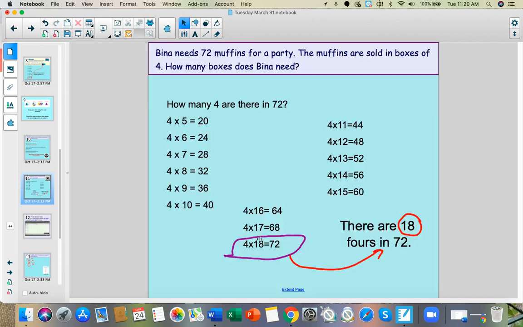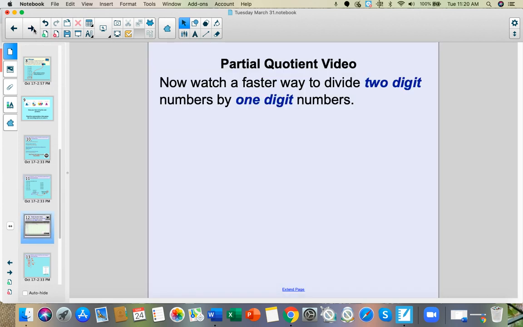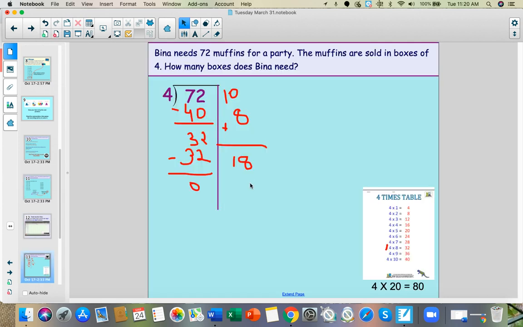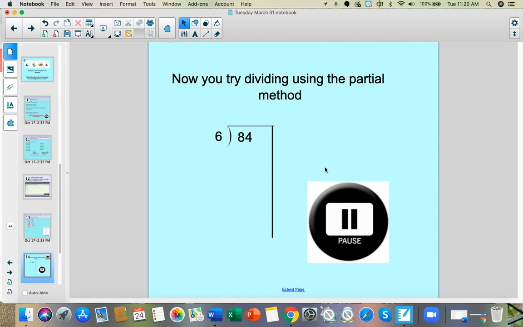Right here, 72 divided by 4 is 18. We did it in this method. Now, when we do it with the partial quotient, we get the same answer, okay? If you need to listen to this again, please rewind it and listen to it. Now, I would like you to do this problem on your own. Please pause this video. Do 84 divided by 6. Once you finished doing the problem, please go to the next slide.